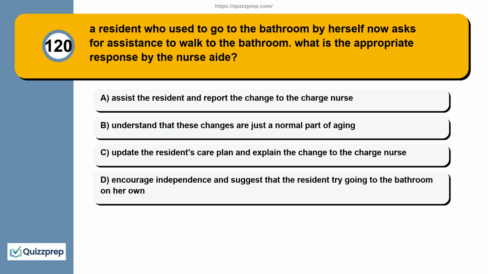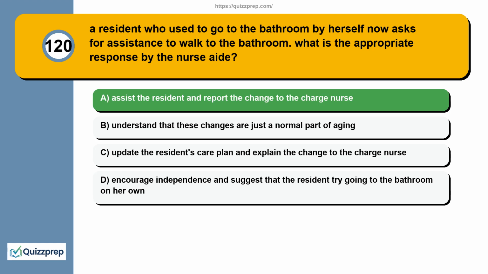Question 120. A resident who used to go to the bathroom by herself now asks for assistance to walk to the bathroom. What is the appropriate response by the nurse aide? Option A, assist the resident and report the change to the charge nurse. Option B, understand that these changes are just a normal part of aging. Option C, update the resident's care plan and explain the change to the charge nurse. Option D, encourage independence and suggest that the resident try going to the bathroom on her own. The correct answer is option A, assist the resident and report the change to the charge nurse.